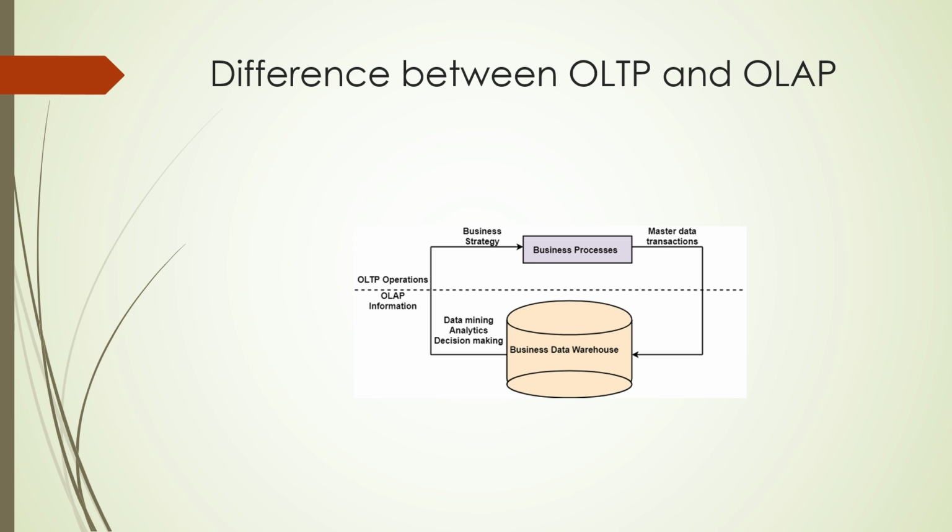So the differences are mainly with users, functions, the nature of the processing, then the design of the processing, the data that is used in the processing, then the kind of use it is going to involve, then views and access patterns. These are the main differences between OLTP and OLAP.